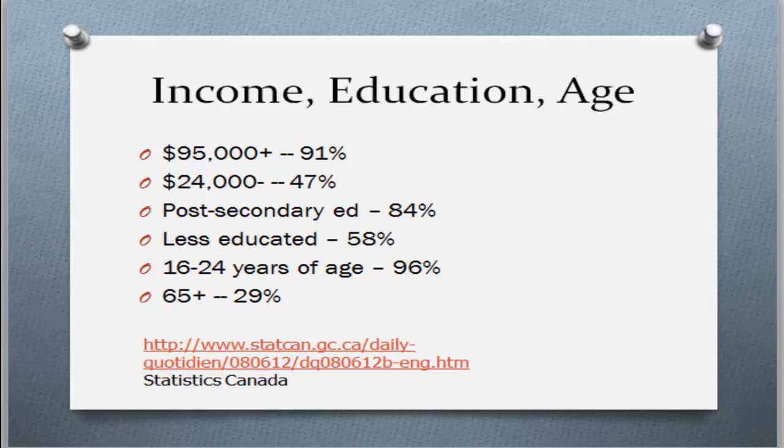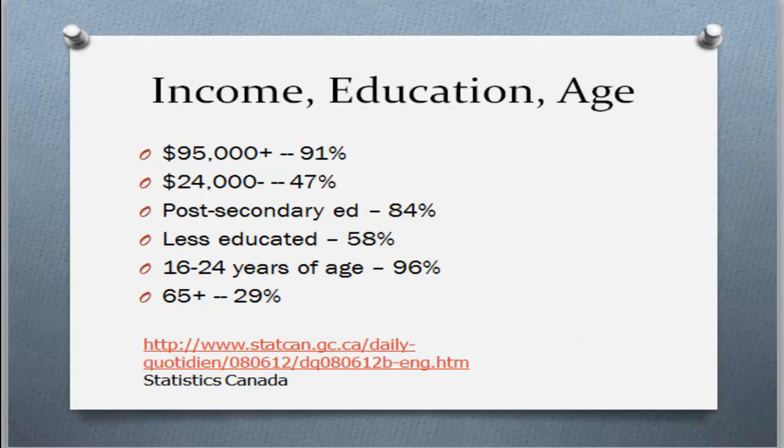The vast majority, 91%, of people in the top quintile, more than $95,000, used the internet. This was almost twice the proportion of 47% for the lowest quintile, less than $24,000. This gap in use has narrowed slightly since 2005. In terms of education, 84% of individuals with at least some post-secondary education used the internet in 2007, compared with 58% of those who had less education. Again, this gap has narrowed slightly since 2005.